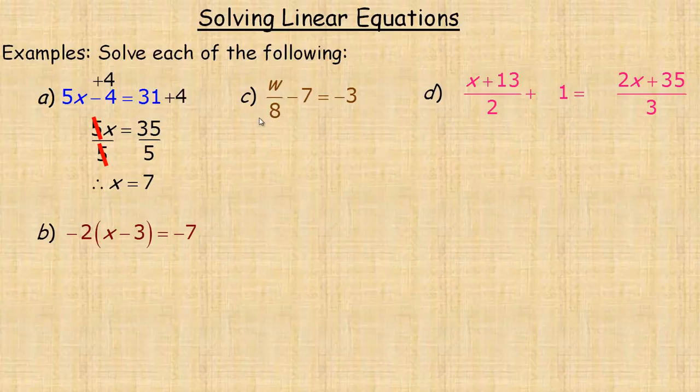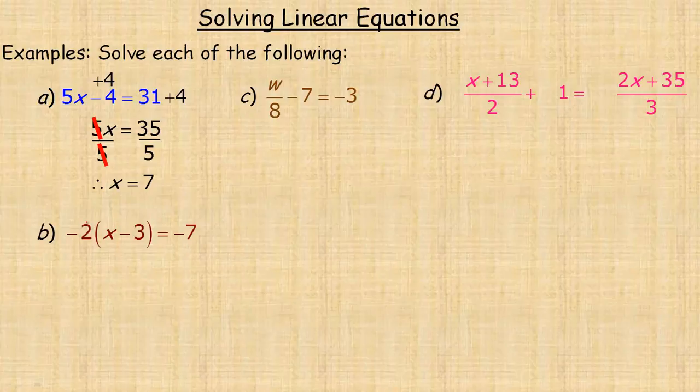Okay, second one here, well actually we'll look down here. B first, we'll go to C, the third. So negative 2 times x minus 3 equals negative 7. Now a normal thing to do first here is to distribute or multiply the negative 2 into the brackets here.